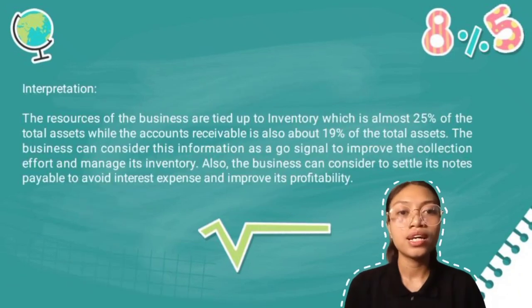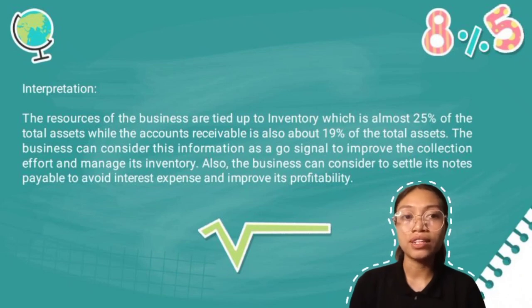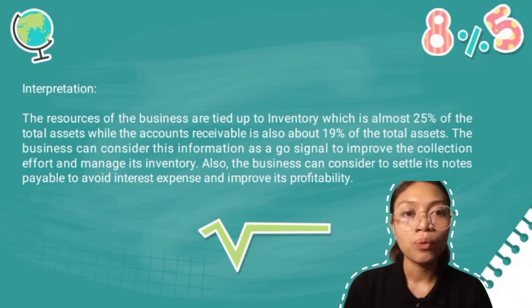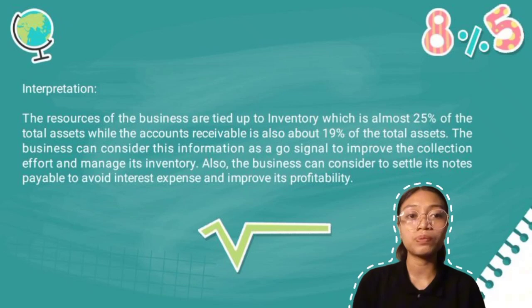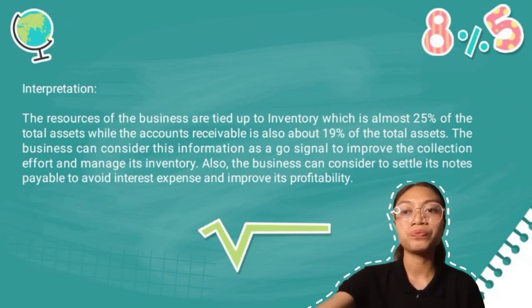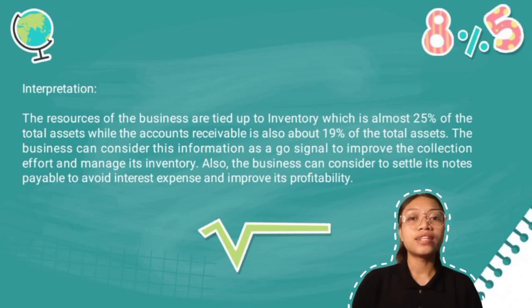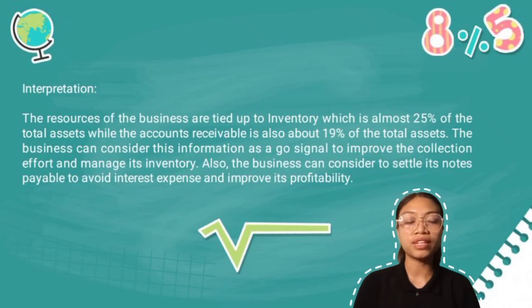So the interpretation is the resources of the business are tied up in inventory, which is almost 25% of the total assets, while the accounts receivable is also about 19% of the total assets. The business can consider this information as a go signal to improve the collection effort and manage its inventory. Also, the business can consider settling its notes payable to avoid interest expense and improve its profitability. Before I end my part, let's go back to vertical company financial statement analysis.